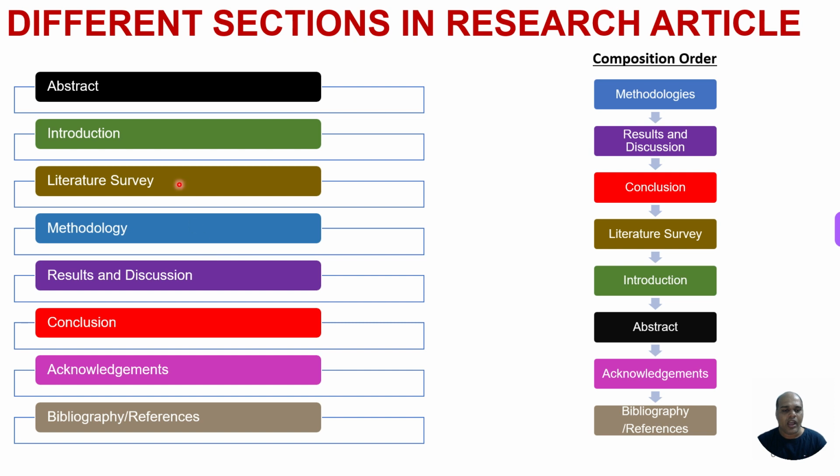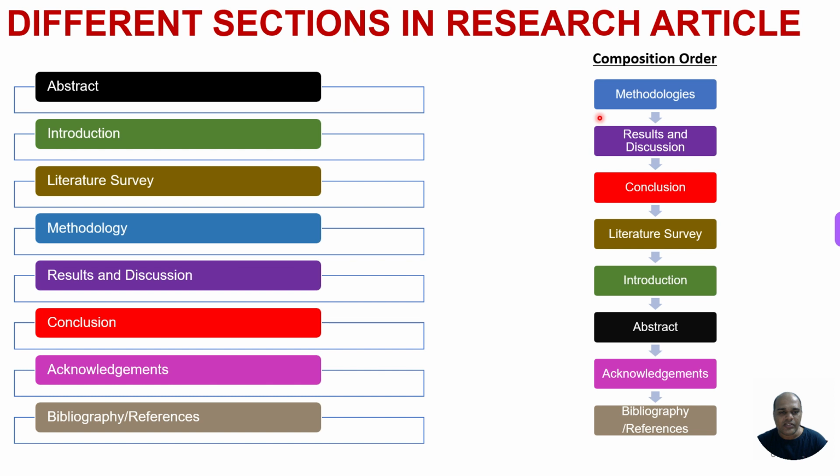Before that, as we know these different sections are there in a research article, while writing a research article we should start with what? Which should come first? That is what is given in this composition order. It is better to start with the methodology first. So first you start writing the methodology section.